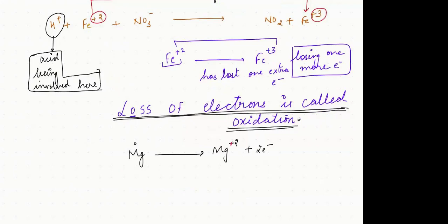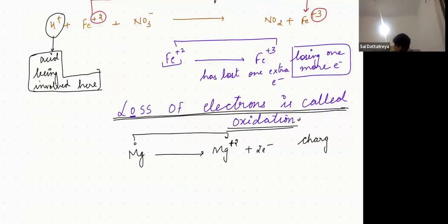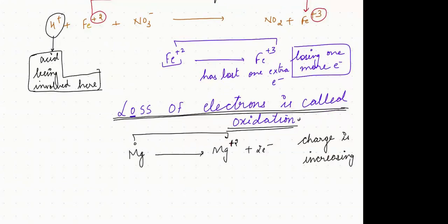So basically, what happens? Mg loses 2 electrons. You see from 0 to +2, the charge is increasing. Yes or no? So what do we say? That oxidation has taken place. But you also see that Mg, in going from 0 to +2, has lost 2 electrons. So that is the basic meaning of oxidation, right?